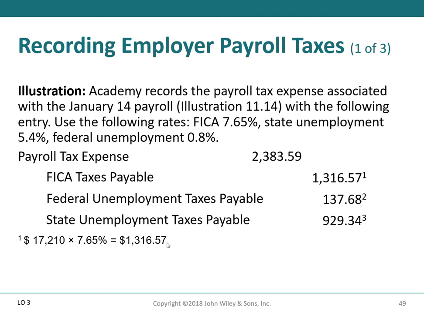We get 1316.57, and we'll put that there. Next, we have the federal unemployment taxes payable, and we calculate that as the same gross. No one was over 7,000 because it was the second pay period of the year. We multiply that by 0.8%, and we get 137.68. And then our last is our state unemployment taxes payable. Once again, we take our 17,210. No one was over the 7,000. We multiply that by 5.4%, and we get 929.34.